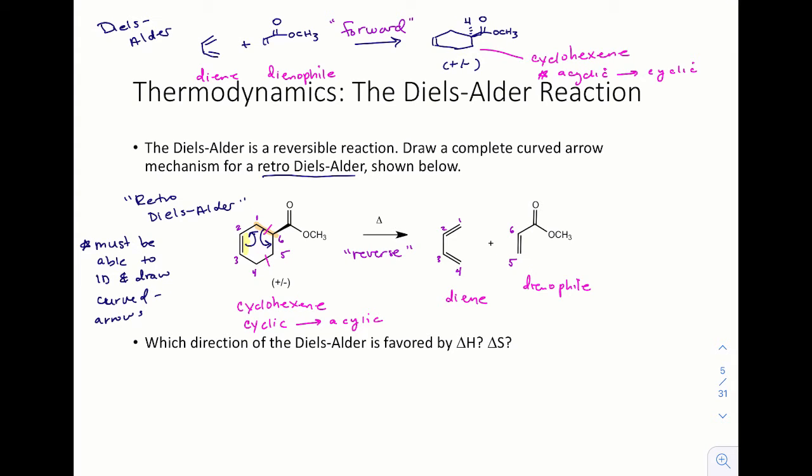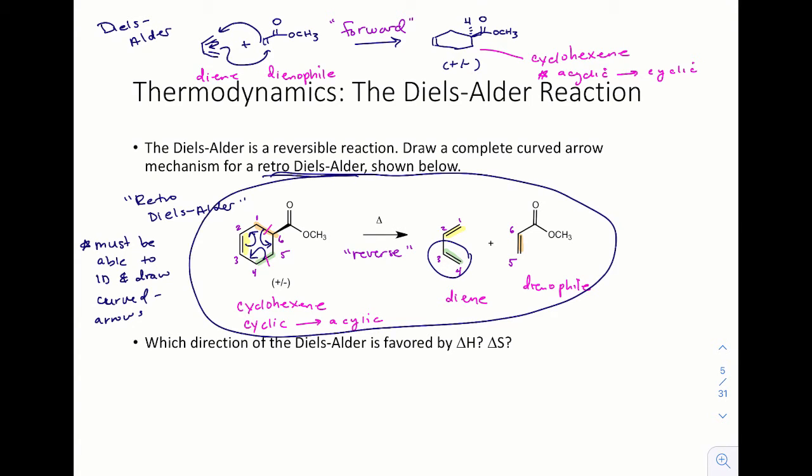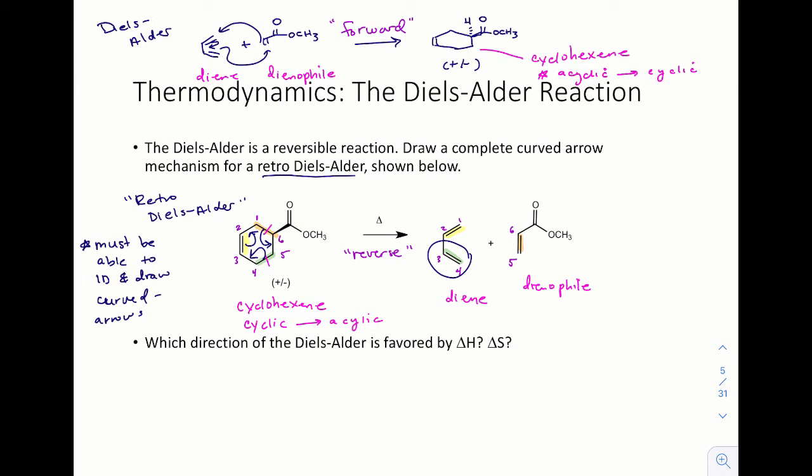And this is also a concerted mechanism here. So when this pi bond is formed, that breaks the sigma bond between carbons 4 and 5. Those electrons now will reform the pi bond between carbons 3 and 4, breaking that sigma bond. So these arrows are the opposite of the arrows from the Diels-Alder in the forward direction. That's what it means to be a reverse reaction, right? The arrows that show the reverse direction of the reaction should be the exact opposite of those that show the forward direction.